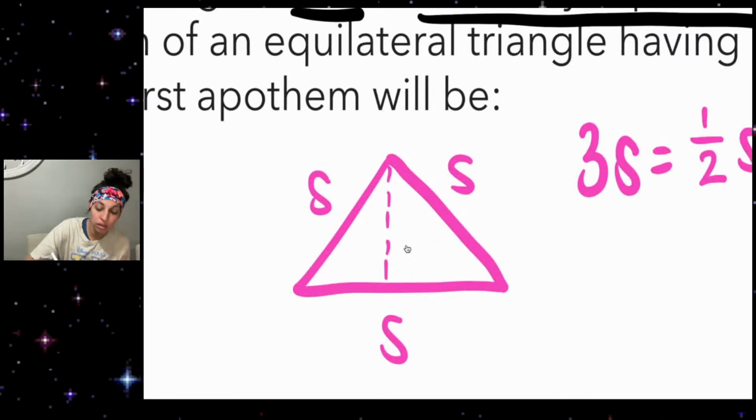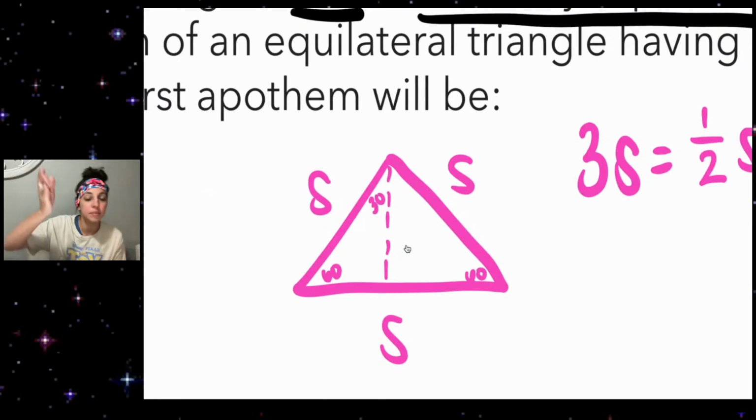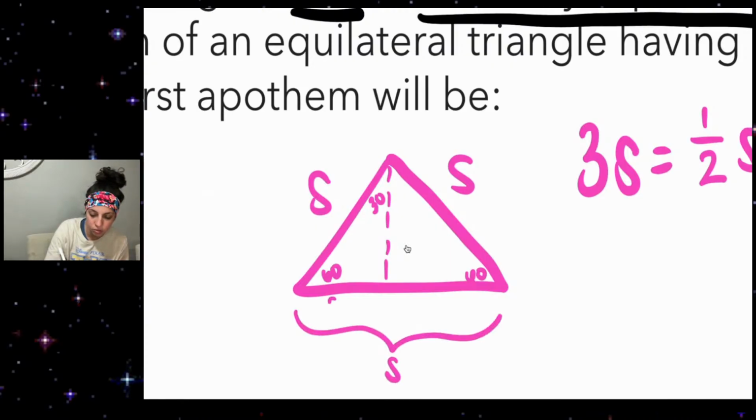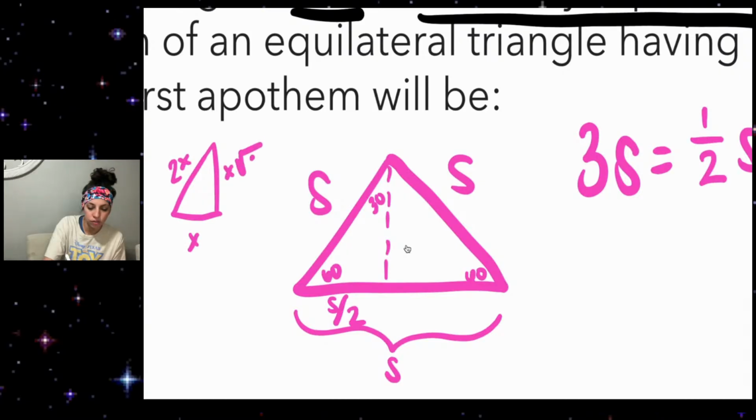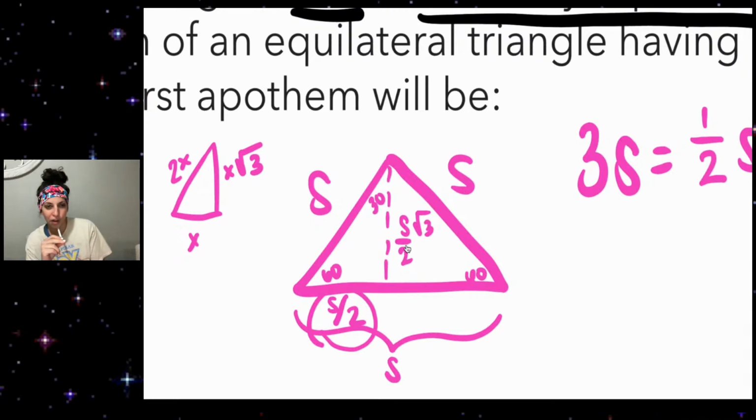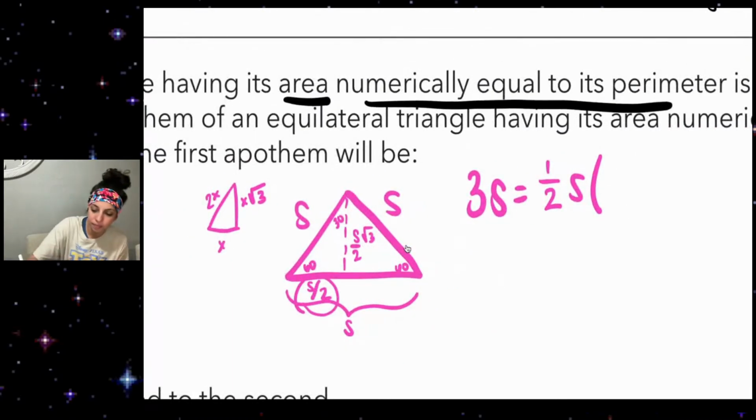Well, I know that in an equilateral triangle, these are all 60, 60, and this would be 30 because I'm cutting it in half. Well, in a 30, 60, 90-degree triangle, this whole thing is S, so this would be S divided by 2, right? And in a 30, 60, 90-degree triangle, this is X, this is 2X, and this is X square roots of 3. So then it's going to be S divided by 2 times the square root of 3. Following? That's the height.